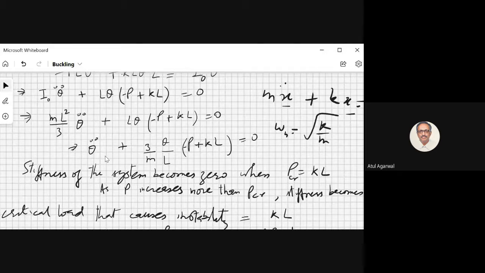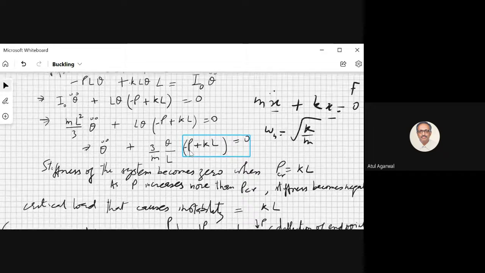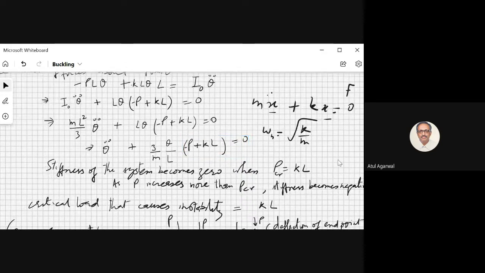What happens if there is zero stiffness? Then the body is not resisting deformation. It is the stiffness which makes you resist deformation. And you have large displacements, large theta. So as P increases and becomes more than this stiffness, what will you get? Your stiffness will become negative. So when you have negative stiffness, you get infinite displacements.